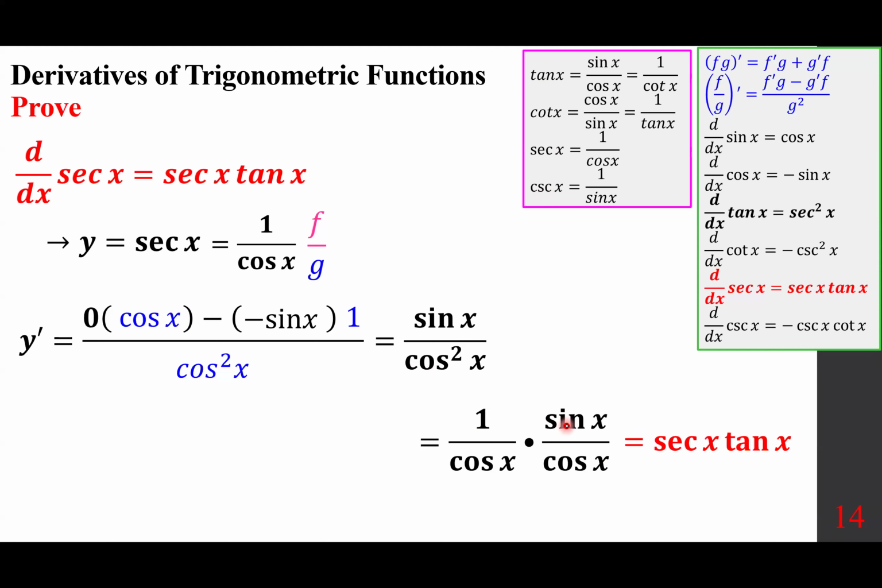So we proved the derivative of secant x is secant x times tan x. I highly recommend you do the same thing for cotangent and cosecant as practice. Prove the derivative of cotangent is negative cosecant squared.